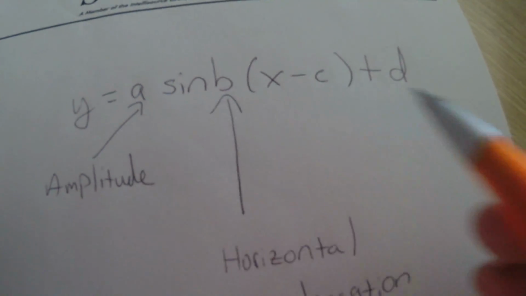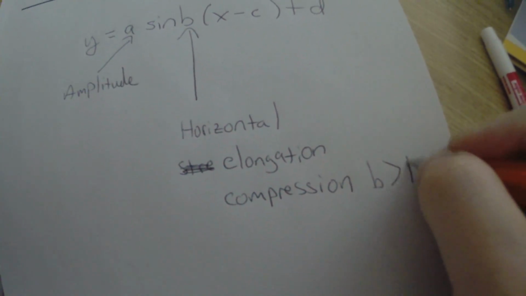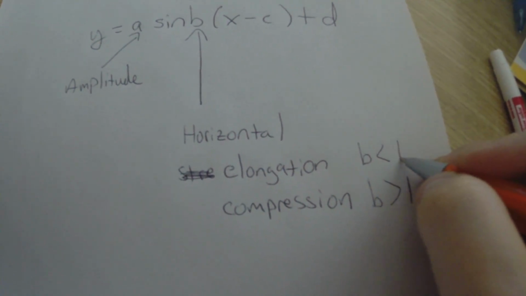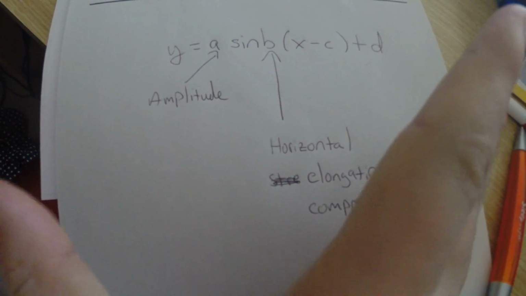And remember, we said it's the opposite effect with x. So if b is getting bigger, it's actually becoming compressed. So if b is greater than 1, it's being compressed. And if b is less than 1, it's becoming elongated horizontally, so that way.